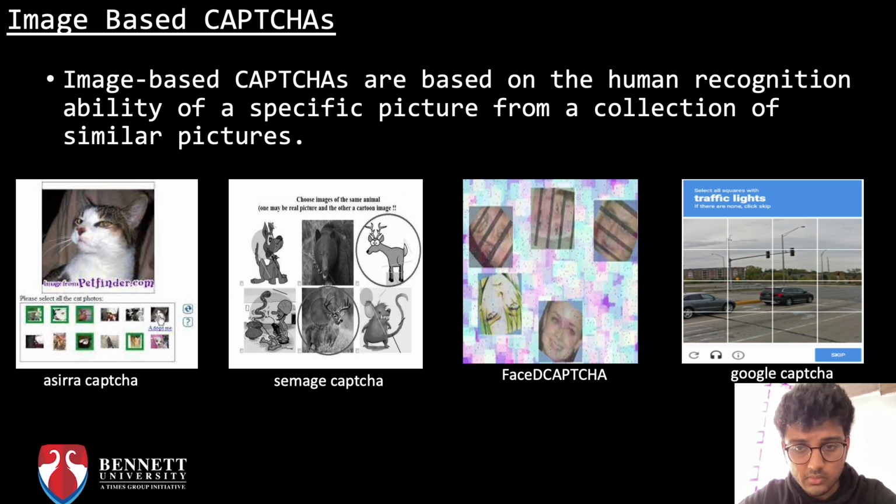FaceDCAPTCHA. FaceDCAPTCHAs are face-based CAPTCHAs relying on human face recognition. They ask users to select two face images of the same person. They require users to distinguish the visually distorted real human faces among non-human face images. Google CAPTCHAs ask users to select all images with street signs or some specific object.